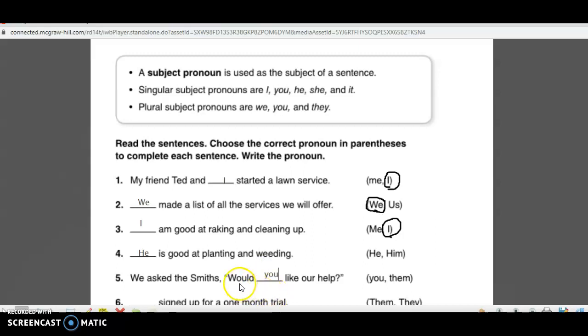If you read it, "Would them like our help?" doesn't sound right. "Would you like our help?" sounds correct. And if we're asking somebody something, you would be asking them by saying you. Okay? So we're going to move on from our subject pronouns to our object pronouns.